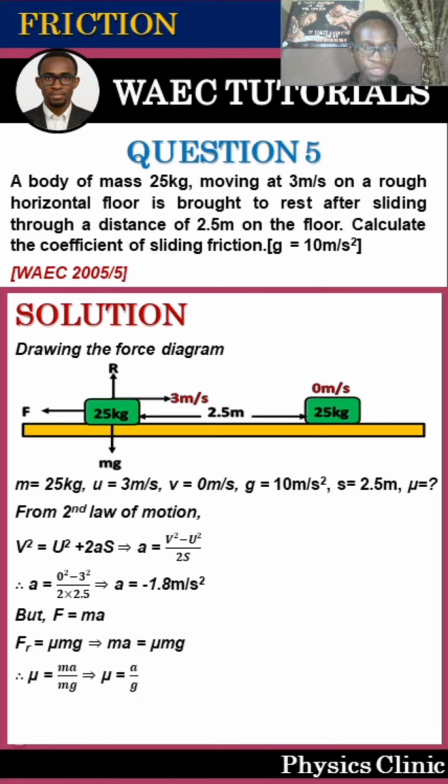Now making mu the subject of formula, it means that mu is going to be equals to what? Ma over mg, and the masses cancel out. So it means that mu is equals to a over g. So applying this, the acceleration we got was 1.8, divided by 10. So the coefficient of friction is going to be what? 0.18. And remember, coefficient of friction has no what? Unit.